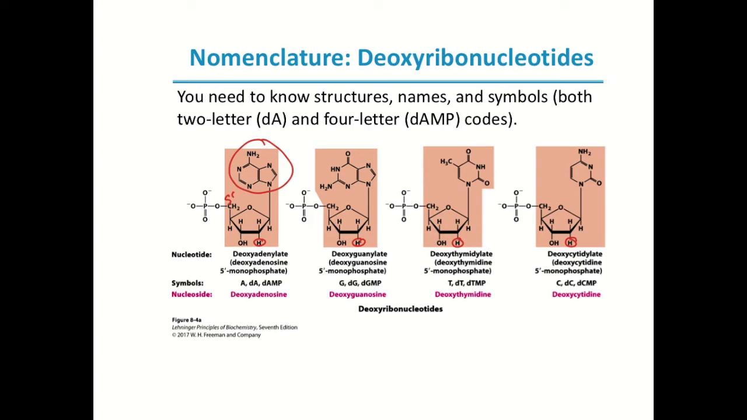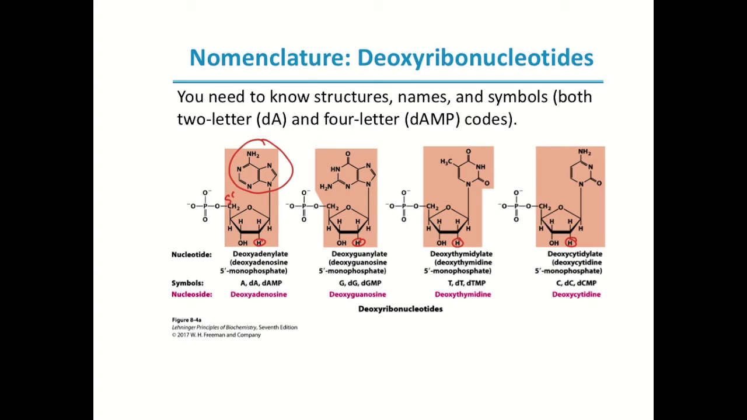And then similarly, here we have deoxyguanylate, which contains a deoxyguanosine attached to a phosphate group. The symbols for this are G, dG, and dGMP. And the nucleoside, so the structure without the phosphate, is deoxyguanosine.